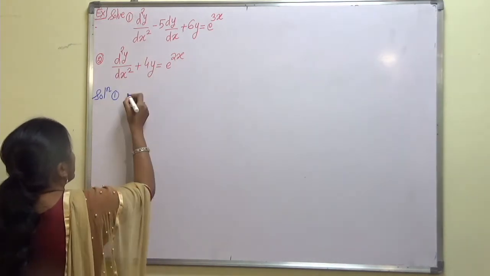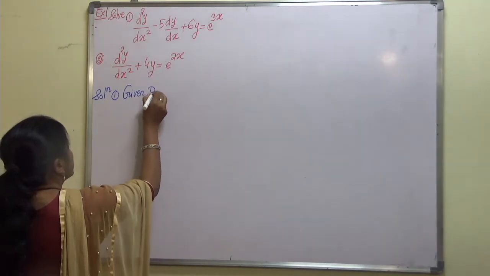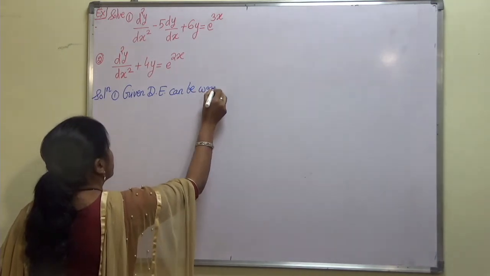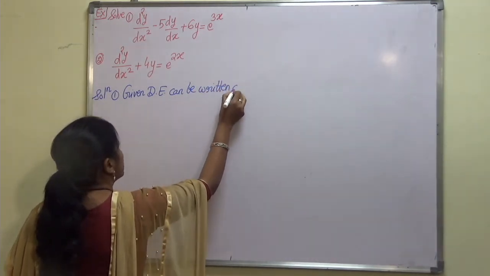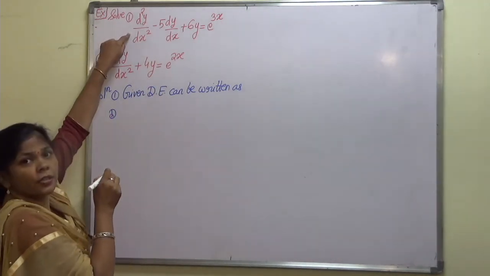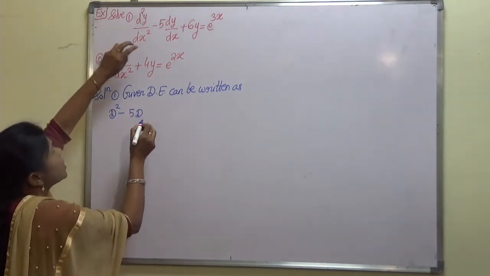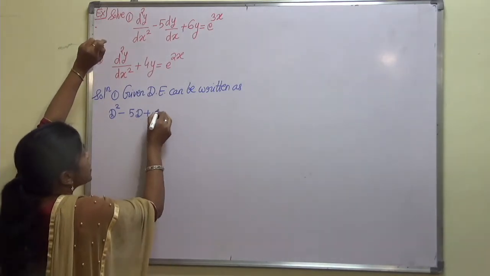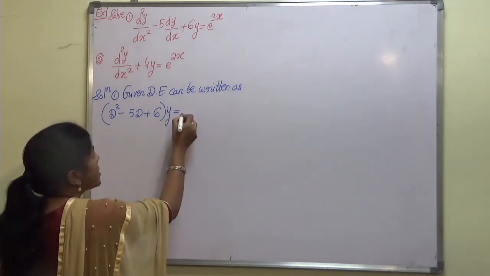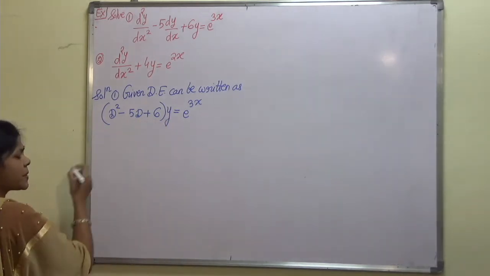So let us first write the given differential equation. It can be written as, we have a second order derivative in the first term, so we write D square minus 5 D, the first derivative. Then there is no derivative but the constant is there, that is 6, and all these are operating on y. Y is the dependent variable and x is the independent variable. So this is as per the required form.